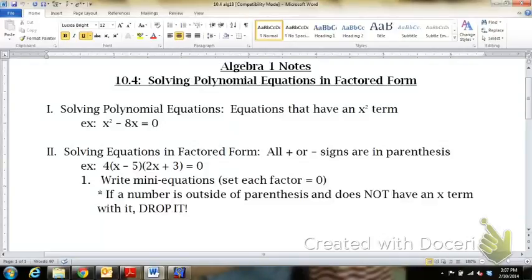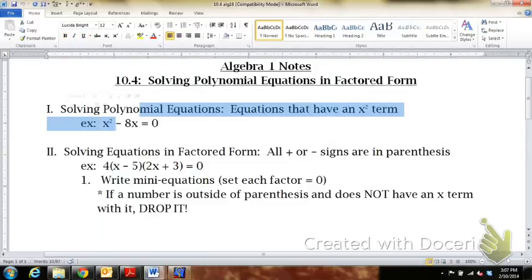In lesson 10.4, we're going to solve polynomial equations, but they're already going to be factored for us. We're going to go ahead and factor them in the next section, and then we'll solve. But for right now, they're already going to be factored. So let's break this down.